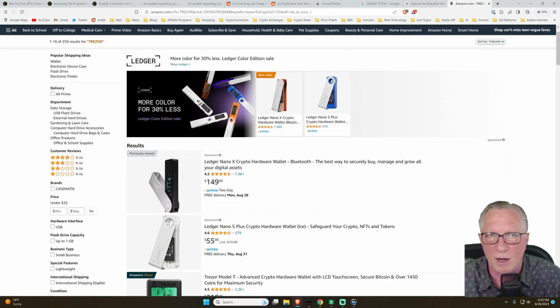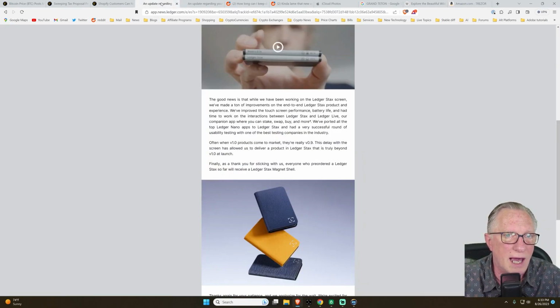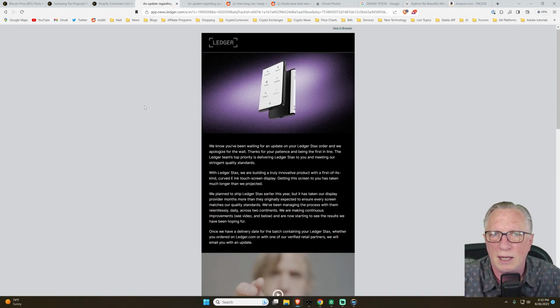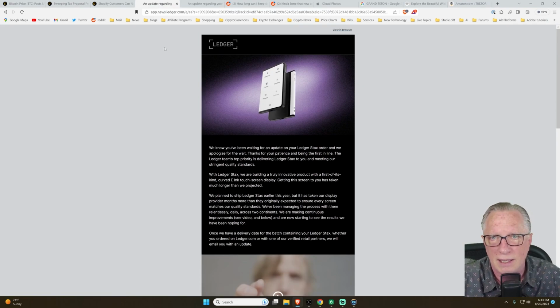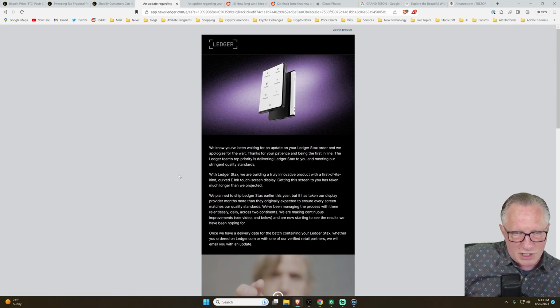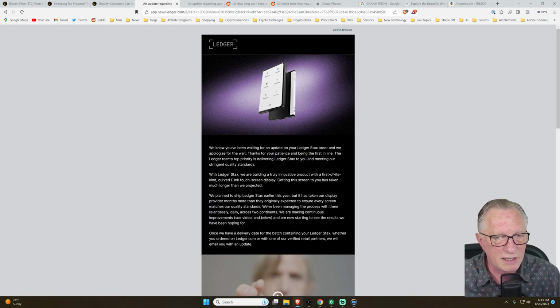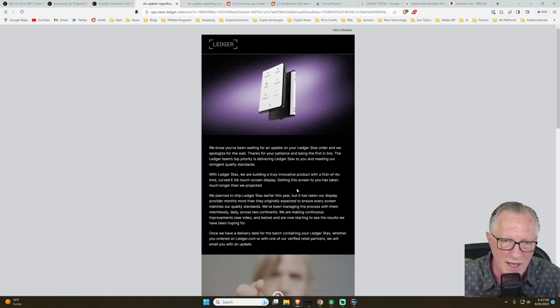All right, so let's talk about the update. I got an email from Ledger, and it links to this little article here about the Ledger Stax. Basically what they're saying is that we apologize for the wait. Thank you for your patience. They're building a truly innovative project.